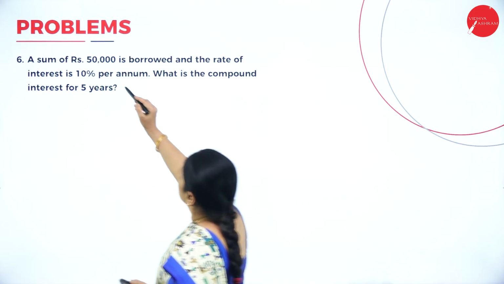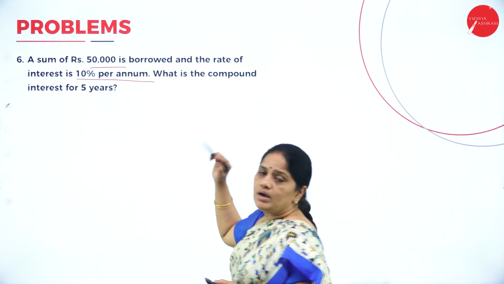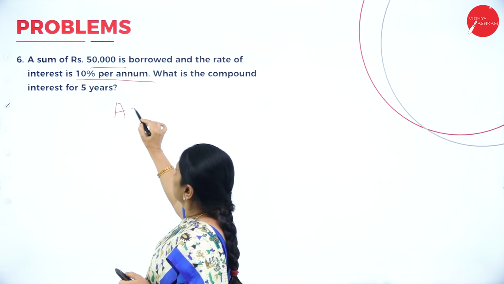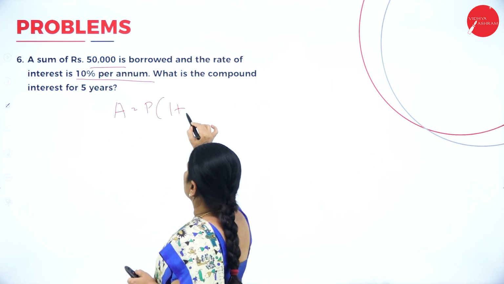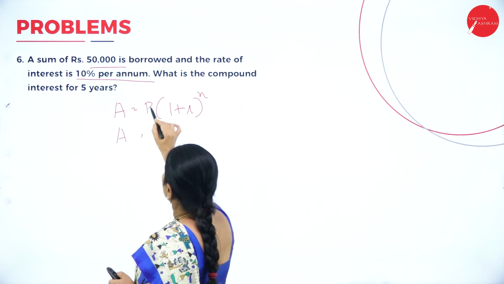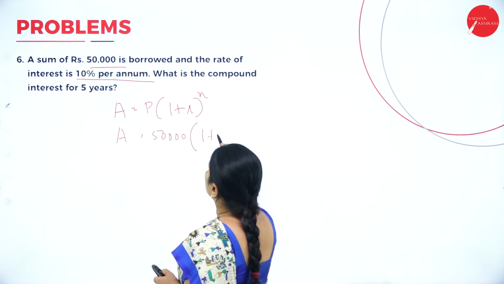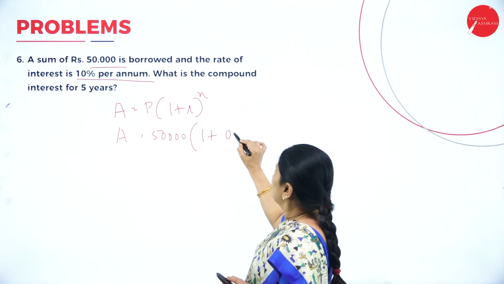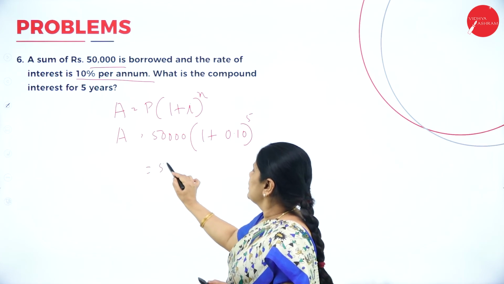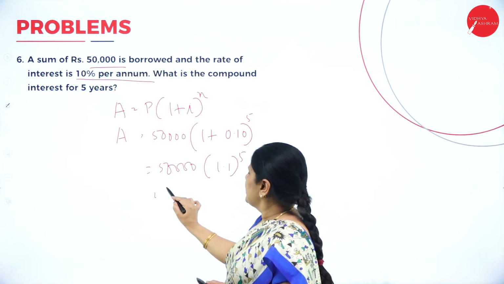Now we go to the next problem here. A sum of rupees 50,000 is borrowed and the rate of interest is 10% per annum. What is the compound interest for 5 years? So we know the formula A equals P into 1 plus i to the power n. So A equals, what is P here? 50,000 into 1 plus i, i is 0.10 to the power n. So this will be equal to 50,000 into 1.1 to the power 5.